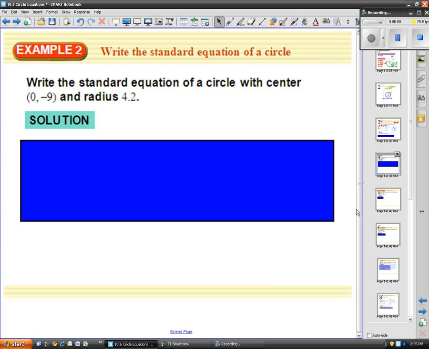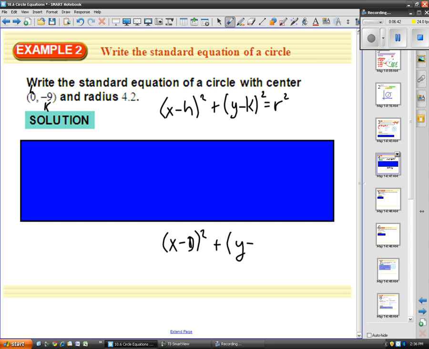So moving on, now we want to find the standard equation with the center at 0, -9, and a radius of 4.2. So we have to remember our equation of a circle, which is (x - h) squared plus (y - k) squared equals radius squared. They gave me the center, so that's h, which is 0, and k, which is -9. So plugging them into that equation, I'm going to say (x - 0) squared plus (y - -9) squared will equal my radius squared, which is 4.2 squared.